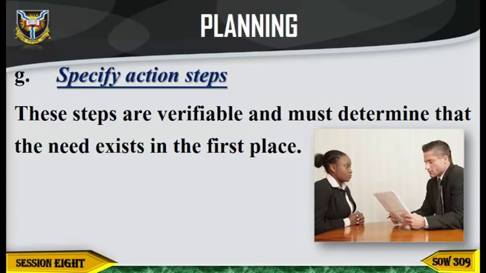G. Specify action steps. These steps are verifiable and must determine that the need exists in the first place. The social worker now seeks support for the intervention, usually from stakeholders, and starts to intervene.